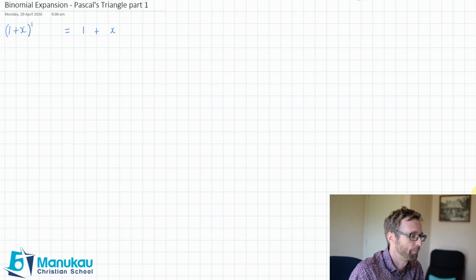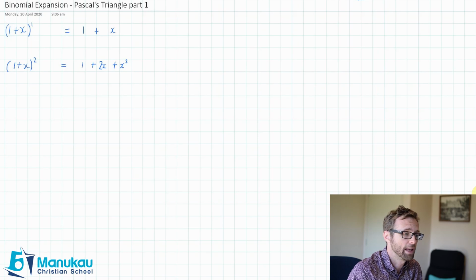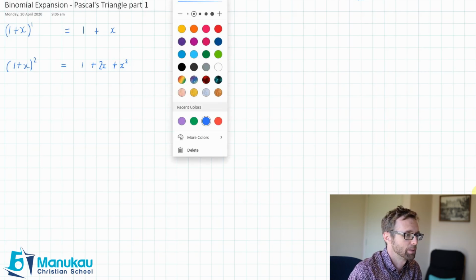Why don't we now try 1 plus x all squared? And for this one, we're going to have 1 plus 2x plus x squared. If you're a little bit unsure of that, you may want to go back over your IG work, or you could put the double brackets and then use FOIL. Okay, let's move on.